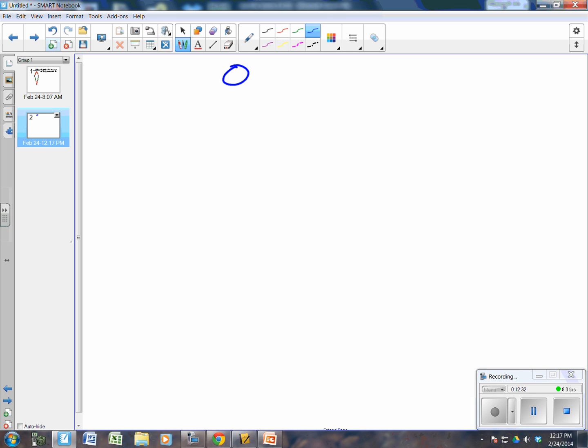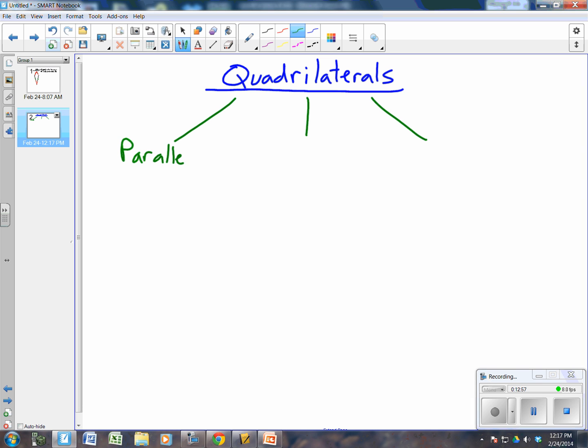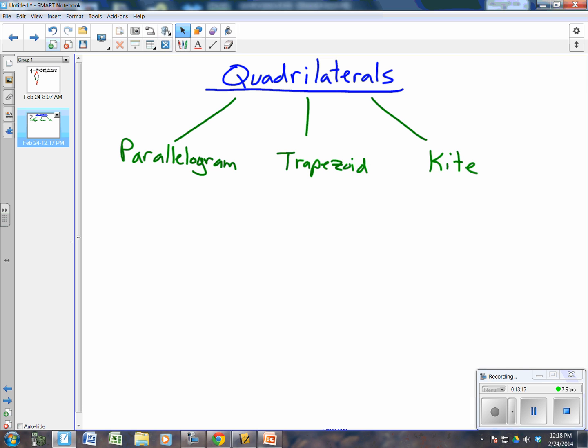All right, everybody write this on here. This is really important to understand how quadrilaterals relate with one another. Okay? This is what they do. Quadrilaterals. There's really three types of special quadrilaterals. There is a parallelogram, there is a trapezoid, and there is a kite. Okay, those are the three special types.